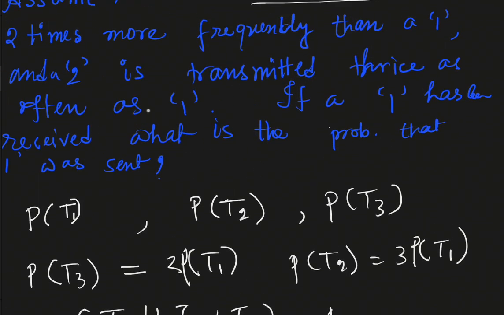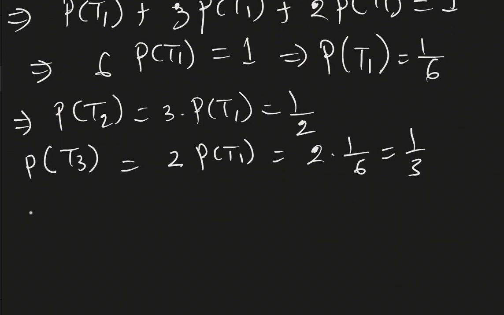We have to calculate that if 1 has been received, what is the probability that 1 was sent? So that means it is a conditional probability. 1 has been received, that means the R event has already occurred. What is the probability that R occurred only for T1?